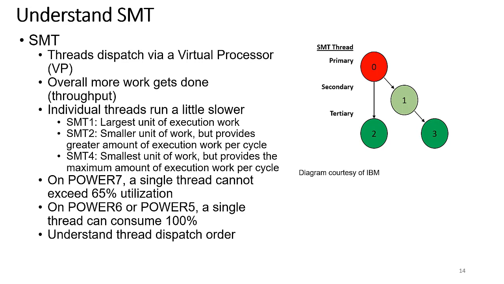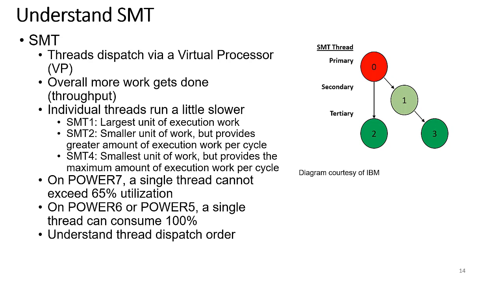With Power 8 and Power 9, you actually get up to 8 threads that can be dispatched via a virtual processor. This is an SMT4 example, but basically the way that it works is I have a primary thread, and that gets dispatched. If I'm running SMT1, I only have primary threads. If I'm running SMT2, I also have a secondary thread. And if I'm running SMT4, then I'll have these tertiaries labeled 2 and 3. Finally, if you're running SMT8, you get another 4 threads.